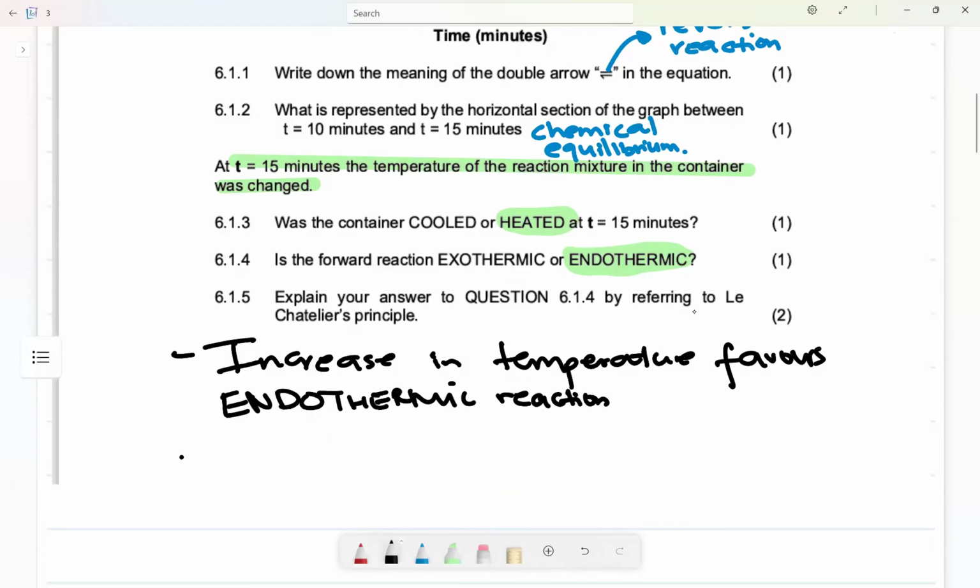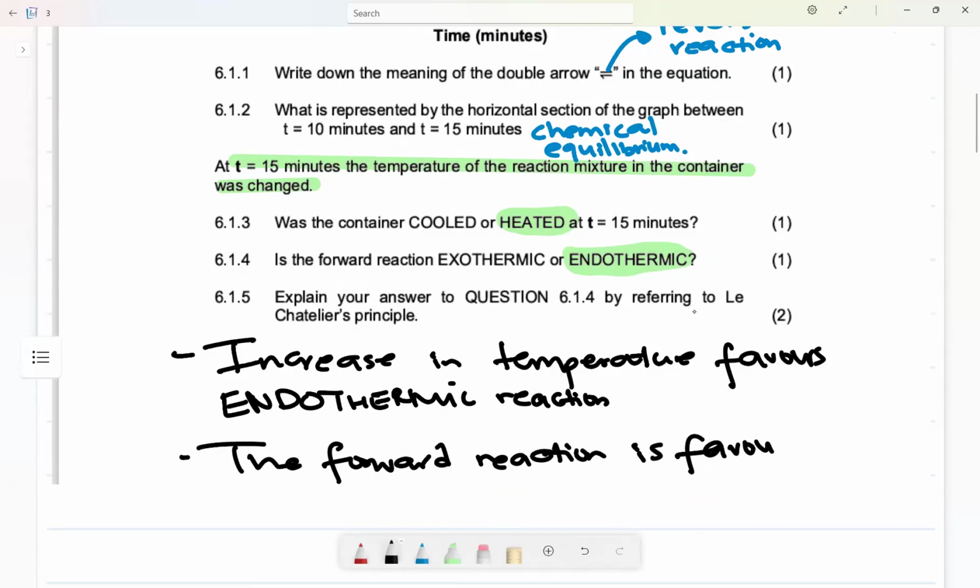Okay. Then from the graph, the forward direction is favored. Can you see, it favors, favored? So it means now, favors favored. So the forward is endothermic because they are both favored in that particular case. Yes. So this is your reasoning.